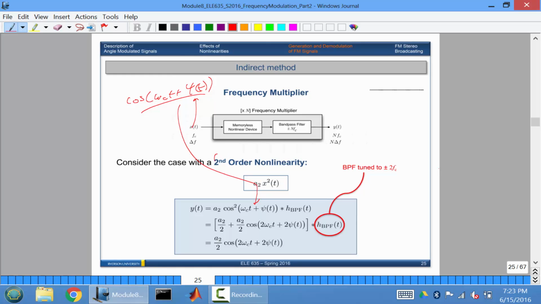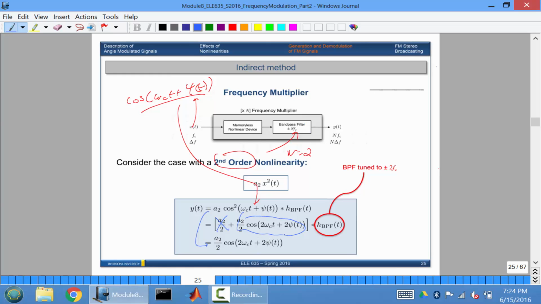In this case, because it's second order, you want to make n equal to 2. So if you apply a squaring term and then put a bandpass filter at twice whatever the carrier frequency would be, this term goes away and what you're left with is this. That would be the output here. So a frequency multiplier puts the signal through some sort of nonlinear device, in this case the squared term, puts a bandpass filter at twice the frequency, and the output is simply this.